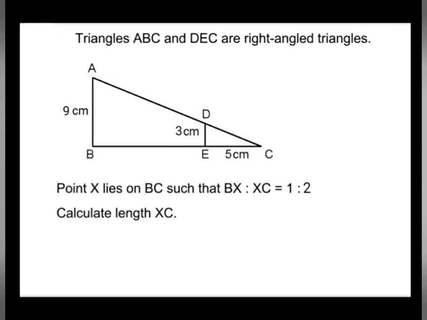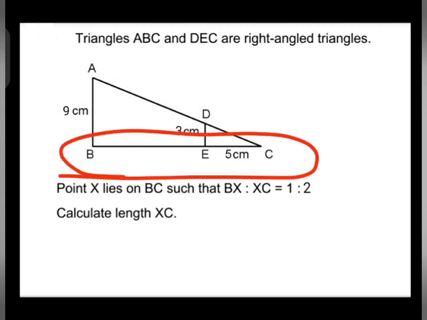Now, the question here says, point X lies on BC, such that BX to XC is 1 to 2. And this is the ratio of the line BC divided by the point X. We want the length of XC, which is this one, which is the ratio 2, okay?